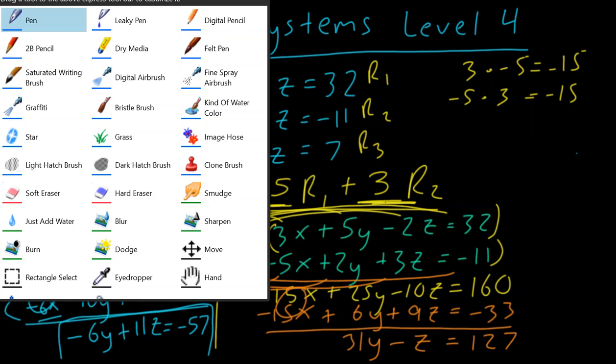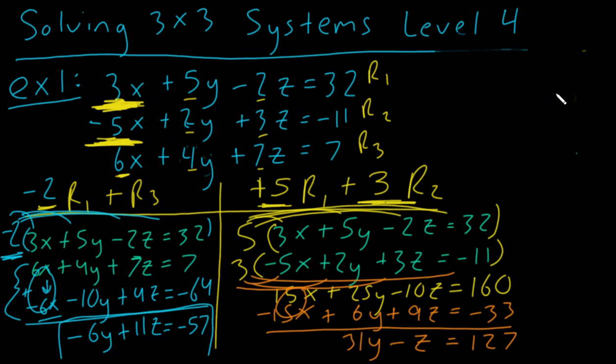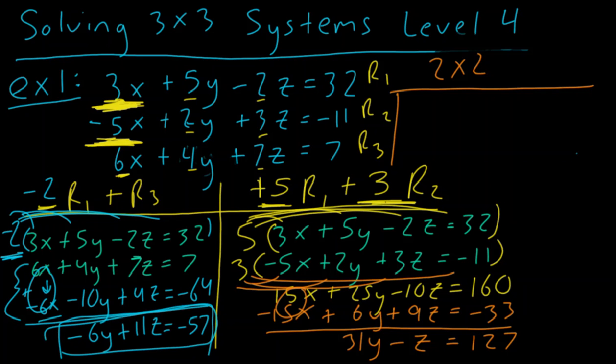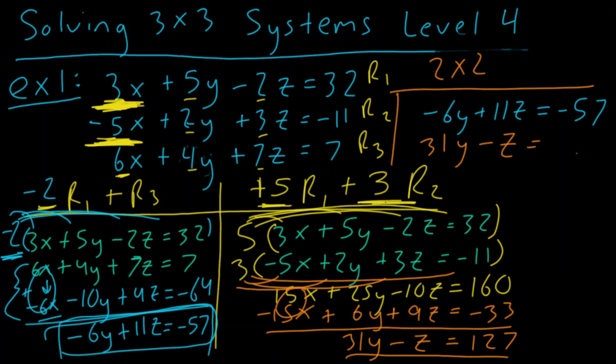So at this point, what I have is two variable equations. I have essentially a 2 by 2 system. Kind of block it off here. And in the blue, right here, I have this -6y plus 11z is equal to -57. And then in this orange, I have this 2 variable equation, 31y minus z is equal to 127. Okay, pause the video, finish taking your notes. Let's continue on with this problem.